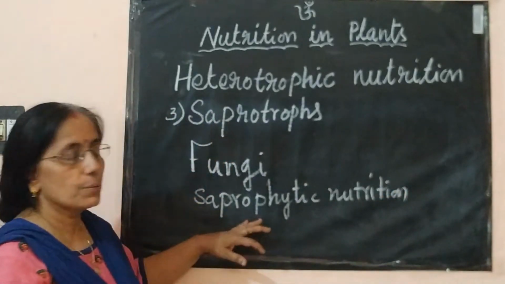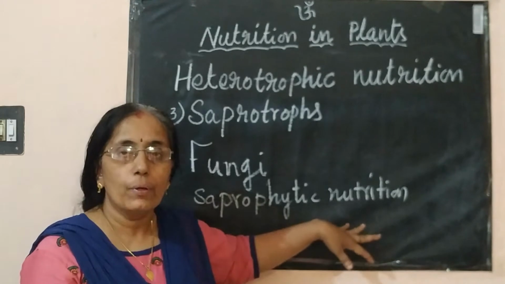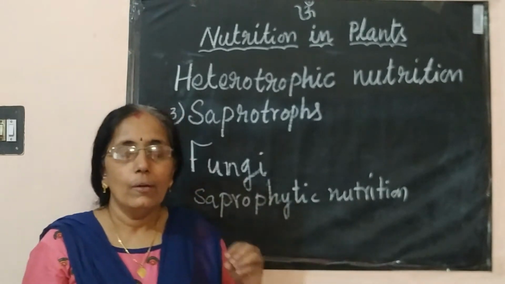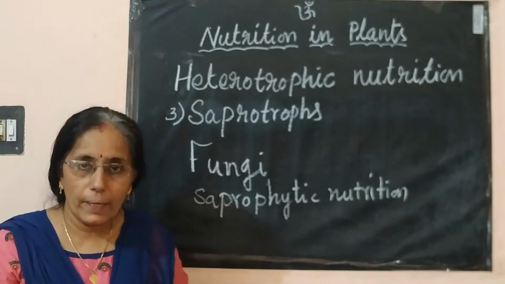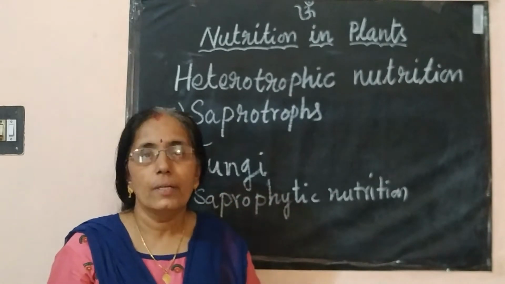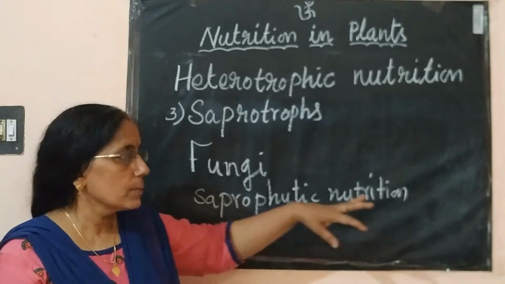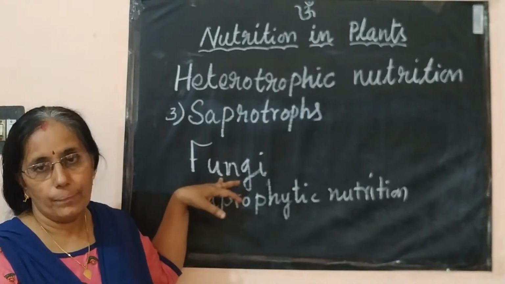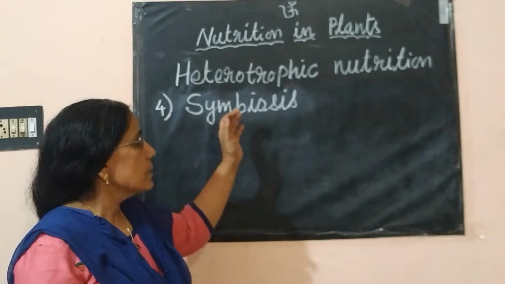Saprophytic nutrition. So, what is the definition of saprophytic nutrition? The mode of taking nutrition from the decaying organisms or decaying matter in the form of solution is known as saprophytic nutrition. Example, fungi. The next mode of heterotrophic nutrition is symbiosis.